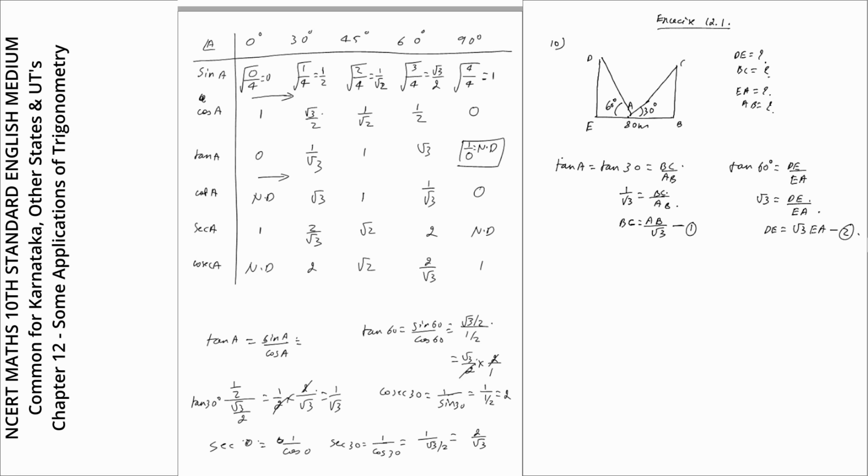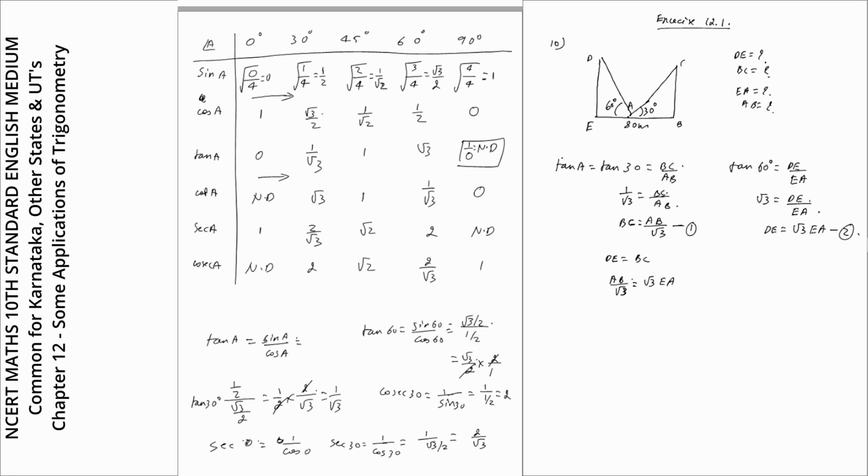But the heights of the poles are equal, that is D is equal to BC. So 1 and 2 are equal. Since D is equal to BC, AB by root 3 is equal to root 3 into EA.